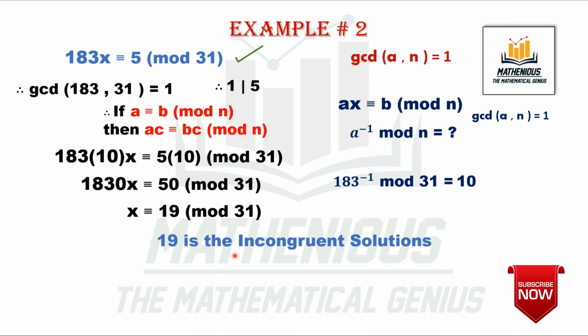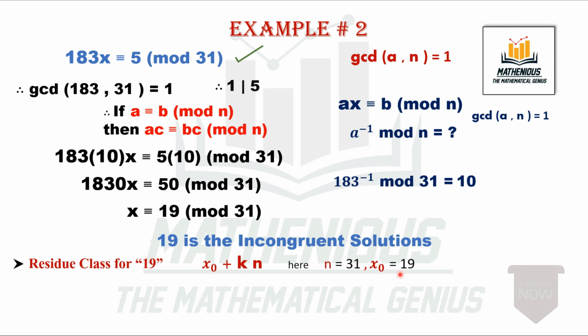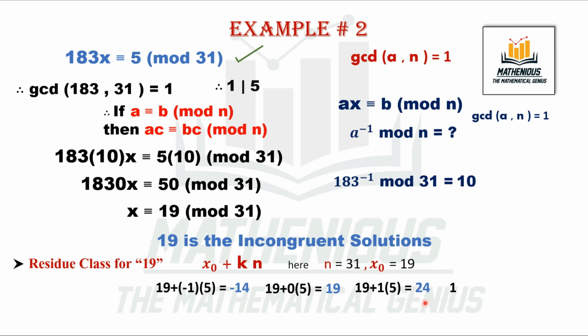Now for finding the other congruent solutions, we have to find the residue class of 19. For the residue class of 19, we again have the formula x naught plus k times n. Here n is equal to 31 and x naught is equal to 19, where k varies from negative infinity to infinity. Put k is equal to 0 for the first time, we have 19, which is the incongruent solution. Now put k is equal to 1, we have 50. Now put k is equal to minus 1, we have minus 12. Now put k is equal to 2, we have 81. And put k is equal to minus 2, we have minus 43, and so on up to infinity.